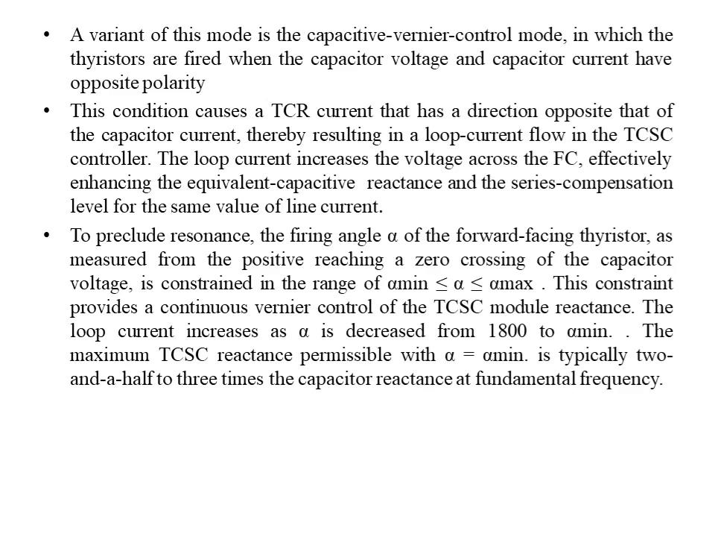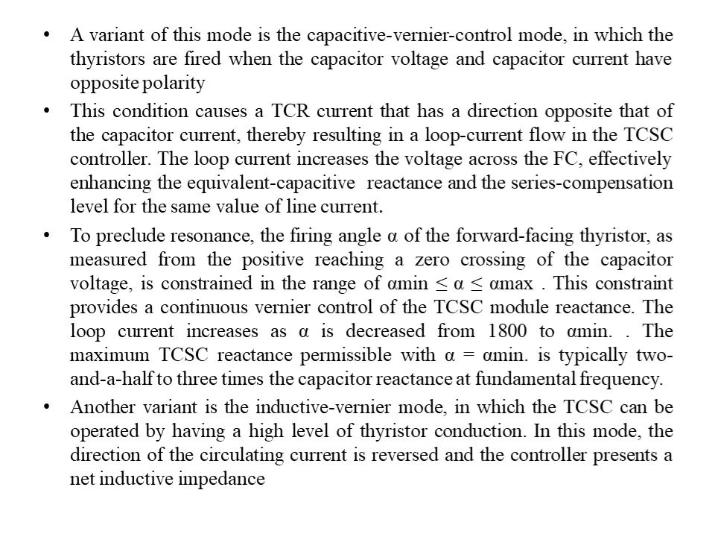To preclude resonance, the firing angle alpha of the forward-facing thyristor, as measured from the positive-going zero crossing of the capacitor voltage, is constrained in the range alpha minimum less than or equal to alpha less than or equal to alpha maximum. This constraint provides a continuous Vernier control of the TCSC module reactance. The loop current increases as alpha decreases from 180 degrees. It has been wrongly written as 1800, so make it 180 degrees, down to alpha minimum. The maximum TCSC reactance permissible with alpha equal to alpha minimum is typically 2.5 to 3 times the capacitor reactance at fundamental frequency.